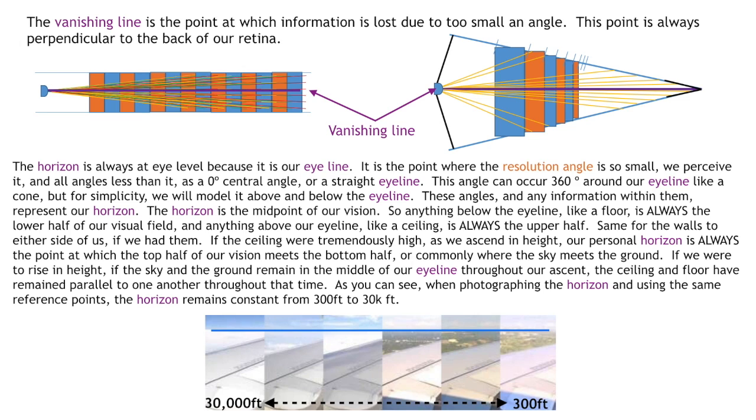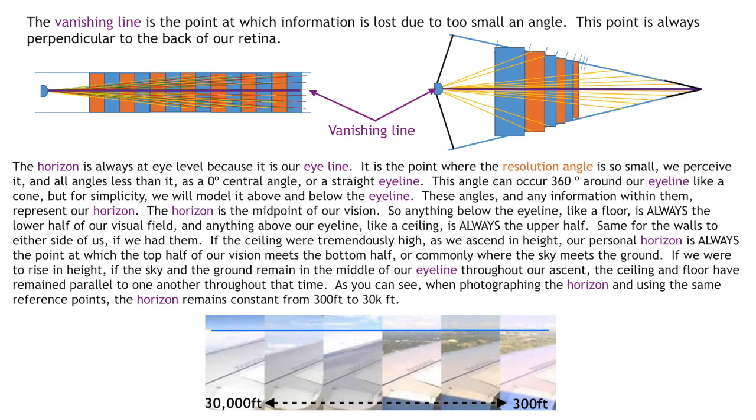So the vanishing line is the point at which information is lost due to too small an angle. This point is always perpendicular to the back of our retina. The horizon is always at eye level because it is our eye line. It is the point where the resolution angle is so small we perceive it, and all angles less than it, as a 0-degree central angle, or a straight eye line. This angle can occur 360 degrees around our eye line, like a cone. But for simplicity, we will model it above and below the eye line.